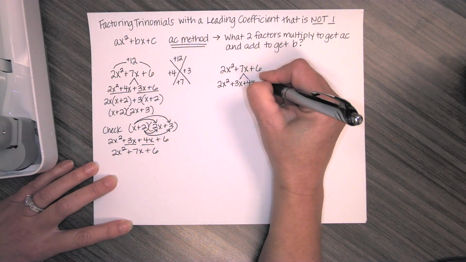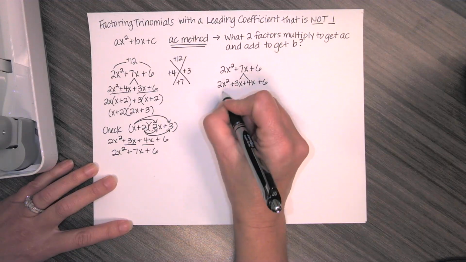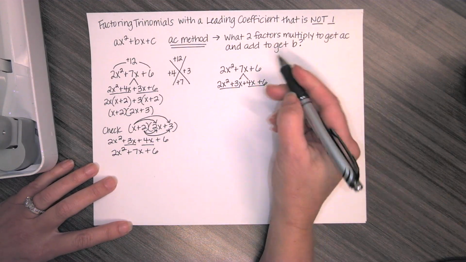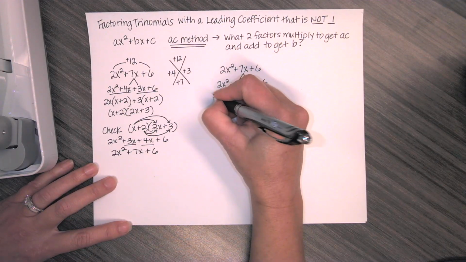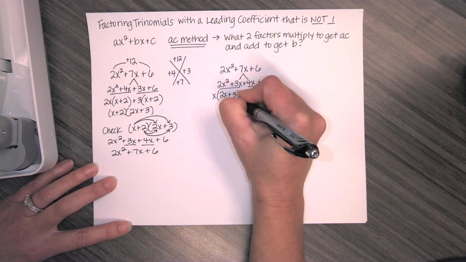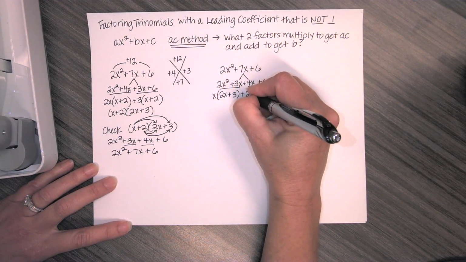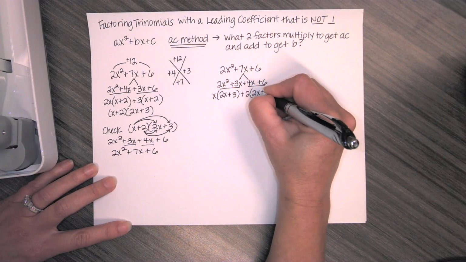2x squared, and they're going to bring the last term down, plus 6. And then they have 4 terms, so we're going to group. We're going to take the greatest common factor out of each group. In the first group, the greatest common factor is an x. That's going to leave 2x plus 3. In the second group, the greatest common factor is a 2, a positive 2. And that's going to leave 2x plus 3.